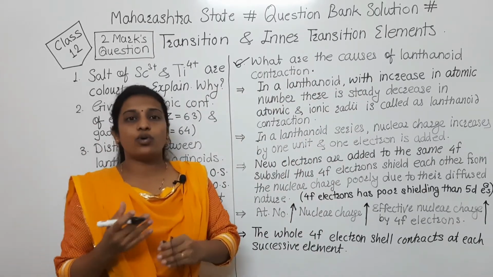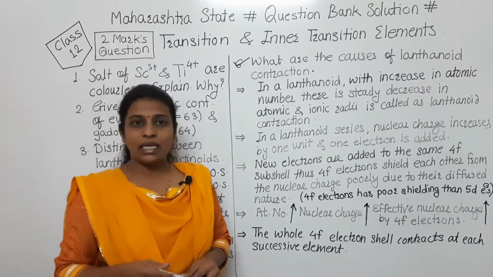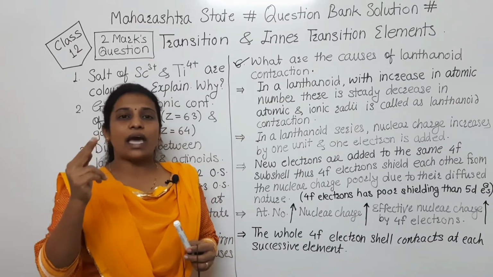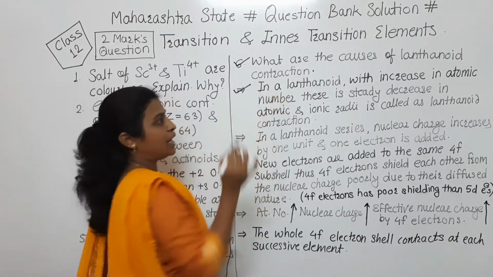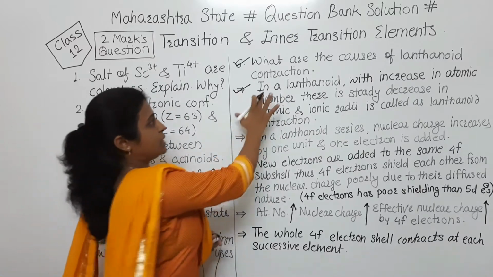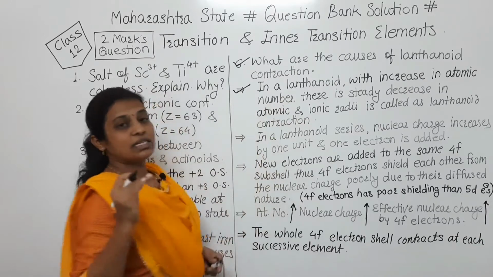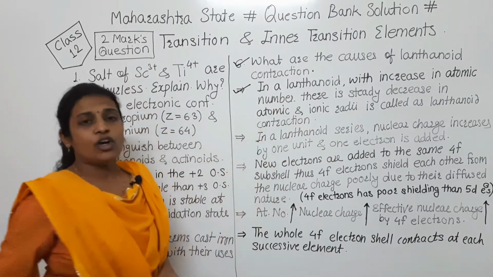Firstly, we should know what is meant by lanthanide contraction. Lanthanide contraction occurs in the lanthanides. When atomic number increases, atomic and ionic radii decrease steadily, and that is nothing but the lanthanide contraction. What is that? See, in lanthanides, with the increase in atomic number, there is a steady decrease in atomic and ionic radii, which is called lanthanide contraction.